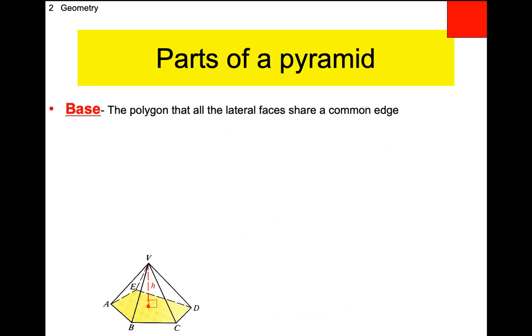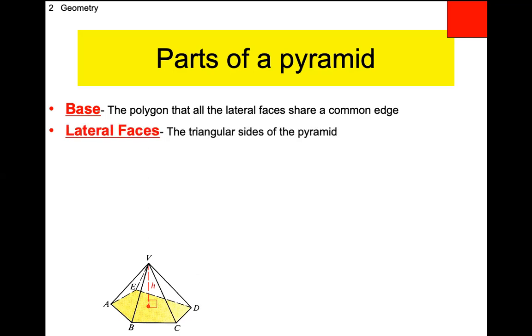That is the polygon that all the sides, the lateral faces, they all share a common edge. In other words, the triangles meet the base along, and they form an edge. You can kind of see that. So AB is an edge, BC is an edge, CD is an edge. So base, that's pretty easy to understand.